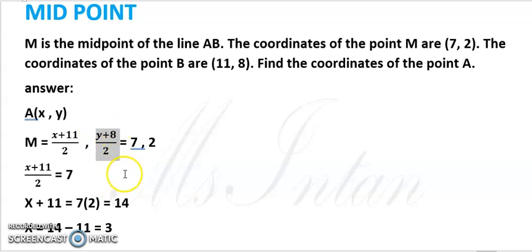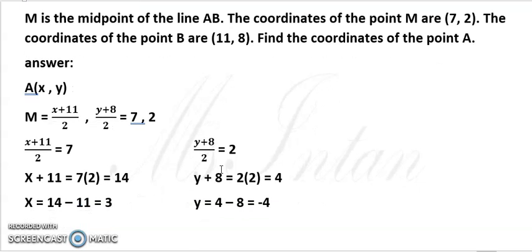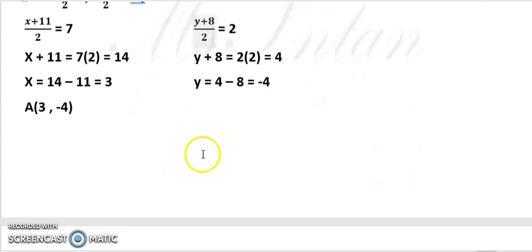We will find y. (y + 8)/2 equal to 2. y + 8 equal to 2 times 2. This is equal to 4. So we get y equal to 4 subtract 8 equal to -4. So coordinate A is (3, -4). This is the answer.